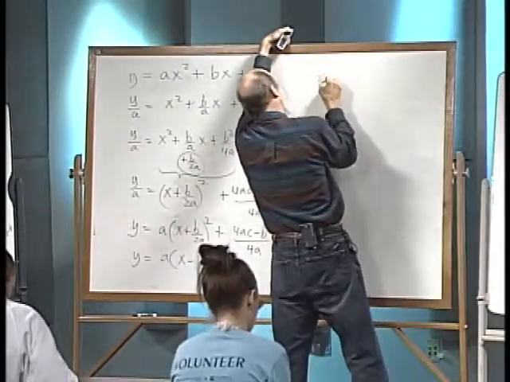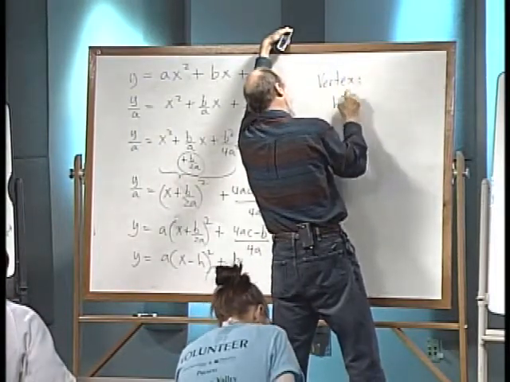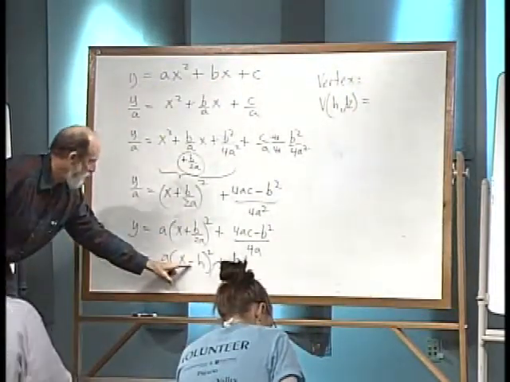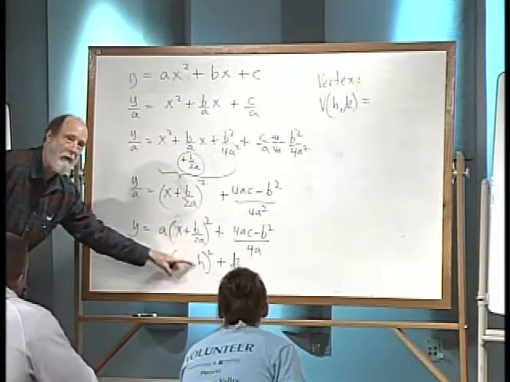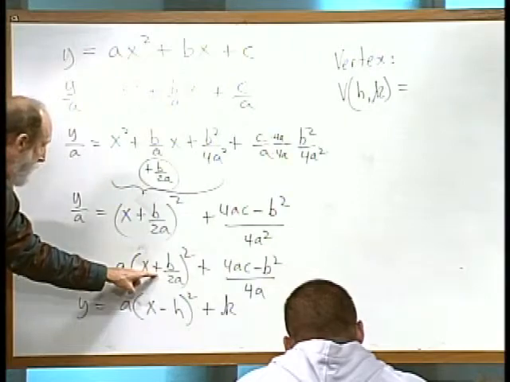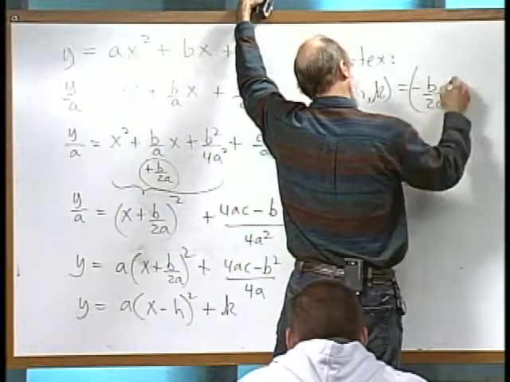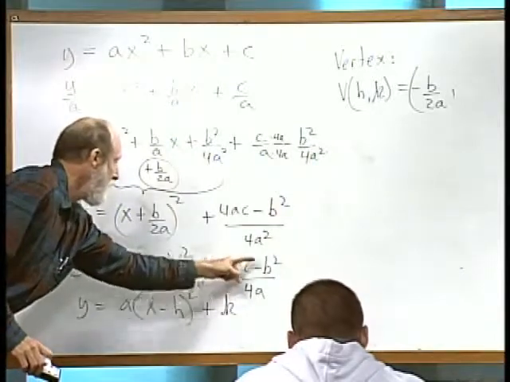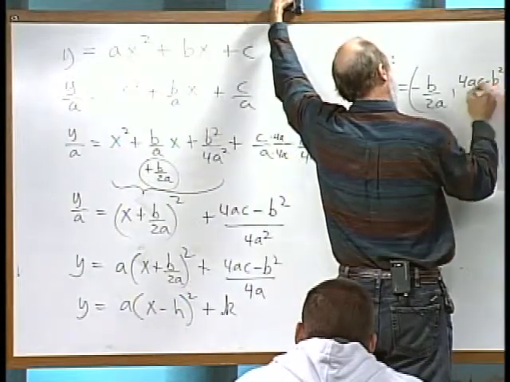So the vertex of the parabola is going to be at (h, k). Be careful, look at this. h is really negative b over 2a. Do you see that in the algebra here? The h is really a negative of b over 2a, because this is really a minus b over 2a. And the k value, the vertical shift up or down on the parabola, is this expression 4ac minus b squared over 4a.